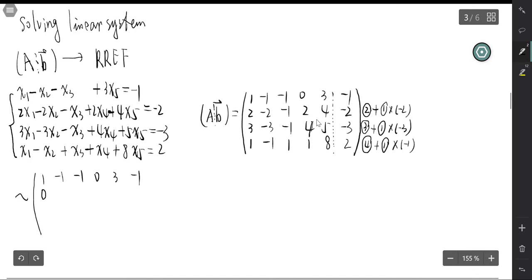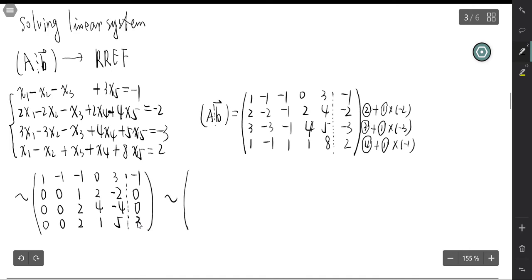The second row: this is 0, this is 0, this is 1, this unchanged. This is negative 2, this is 0. The third row: 0, 0, that's 2, that's 4, that's negative 4, this is 0. And the fourth row: 0, 0, this is 2, this is 1, this is 5, that's 2, that's 3, minus the first row.